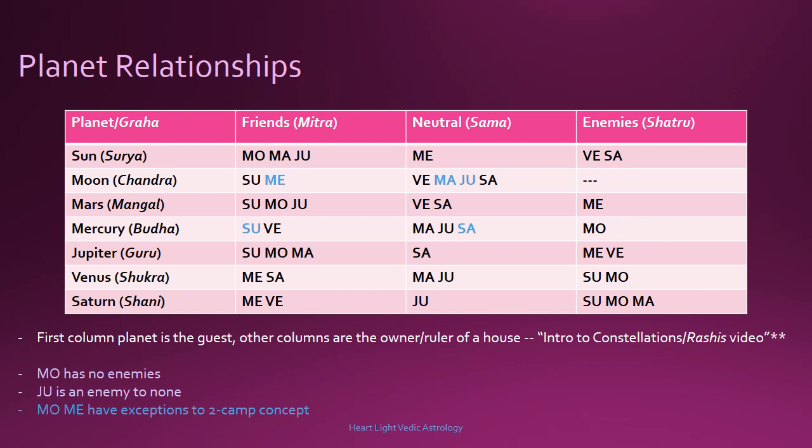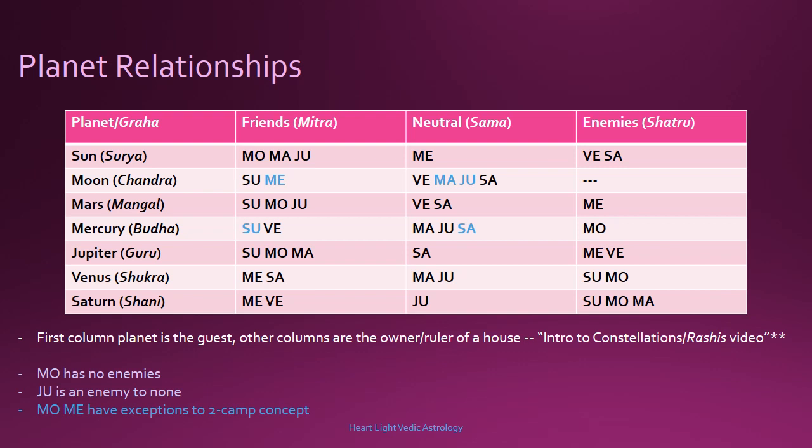Okay. So if we just look at the first line here with Sun, or Surya as it's known in Sanskrit. If the Sun is in a house ruled by Moon, like Cancer, Mars, which would be Aries or Scorpio, or Jupiter, which would be Sagittarius or Pisces, then the Sun would be in a friend's house and it would be stronger. If the Sun is in a sign ruled or owned by Mercury, which would be Gemini or Virgo, then nothing changes for the Sun. It doesn't get stronger, it doesn't get weaker.